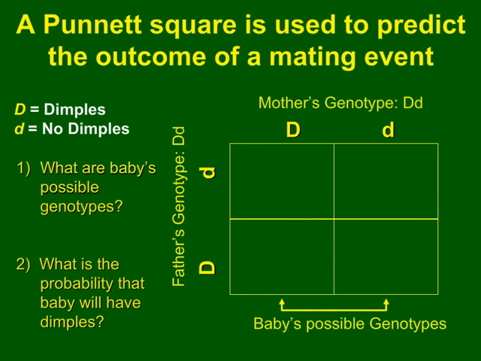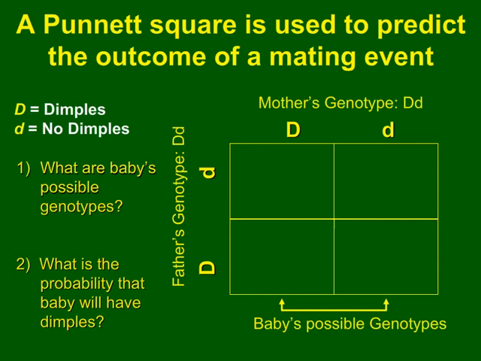Now let's look at the mother. We're going to say that the mother's genotype in this case is also heterozygous, big D, little d. And so the mother will also have dimples. So the question here is, what are the baby's possible genotypes? And the way to do this is we divide up a square with four quadrants.